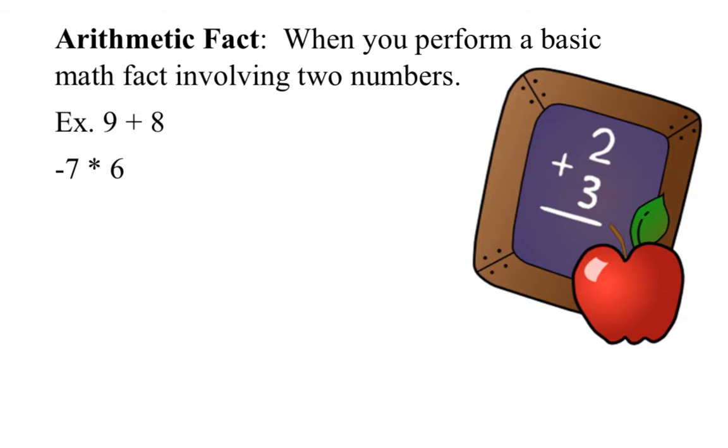The last property you need to know is just when sometimes you use a property to prove something and sometimes you're just performing an arithmetic fact. So when you perform a basic math fact involving two numbers, all those facts that you memorize first through third grade: 2 plus 3, 9 plus 8, negative 7 times 6. Those are all arithmetic facts.